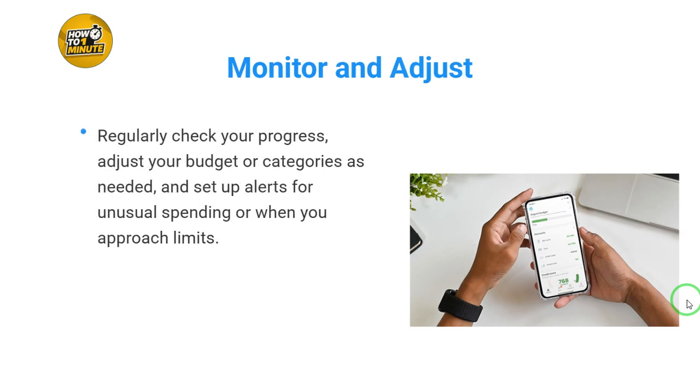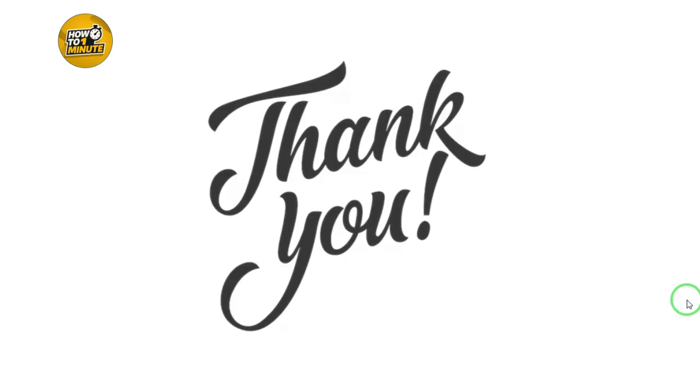Regularly check your progress, adjust your budget or categories as needed, and set up alerts for unusual spending or when you approach limits. And that's it. That's how you can track your spending in the Chase app.